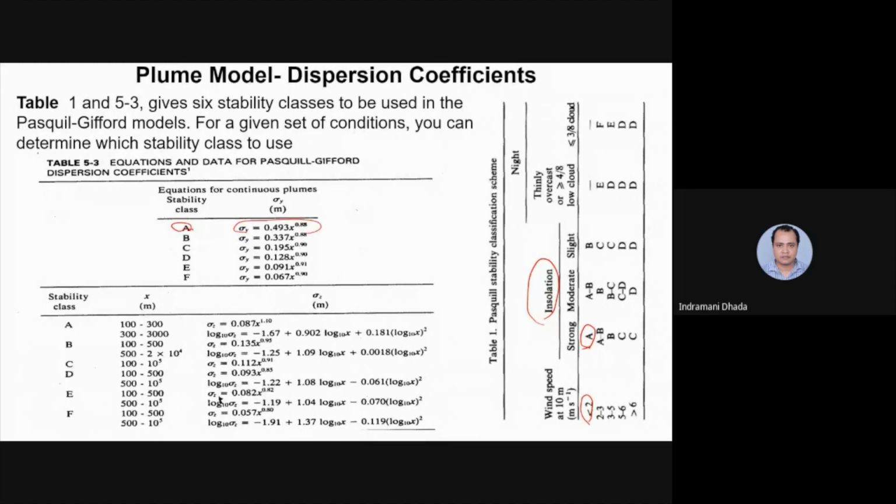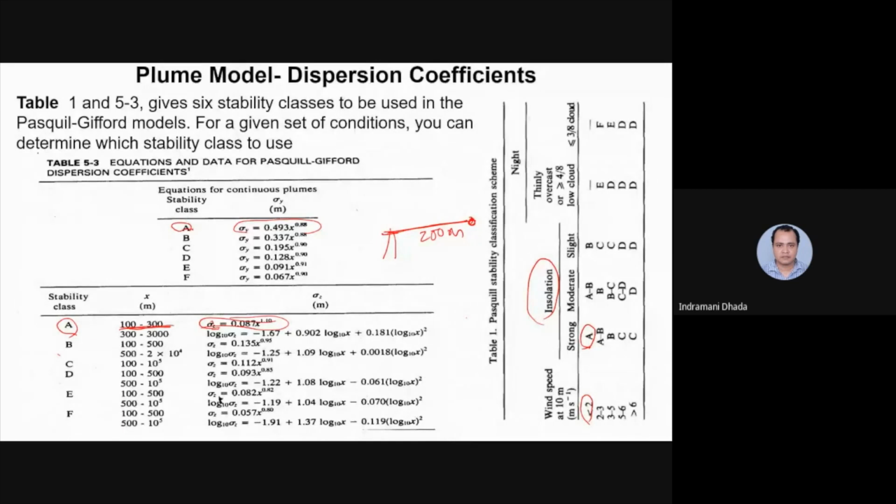What is sigma y, I'll tell you. Based on the stability class, we can also define sigma z. Suppose for A, we can define sigma z, and this is the distance from the chimney, suppose 200 meters, and the stability class we got is A. So beyond 200 meters in the x direction, in this range, sigma z will be 0.087 x to the power 1.10. So I'll get sigma z.